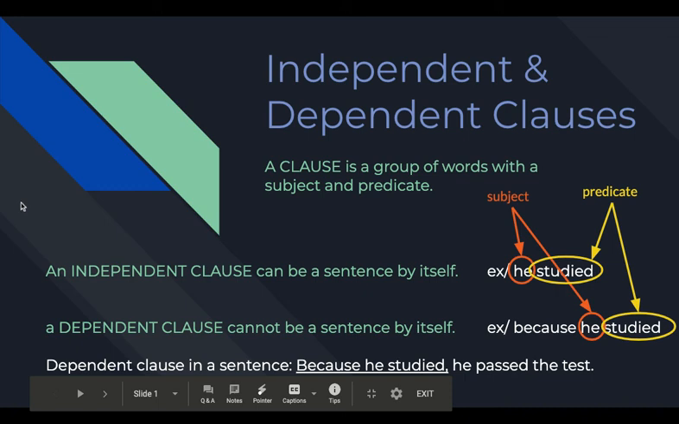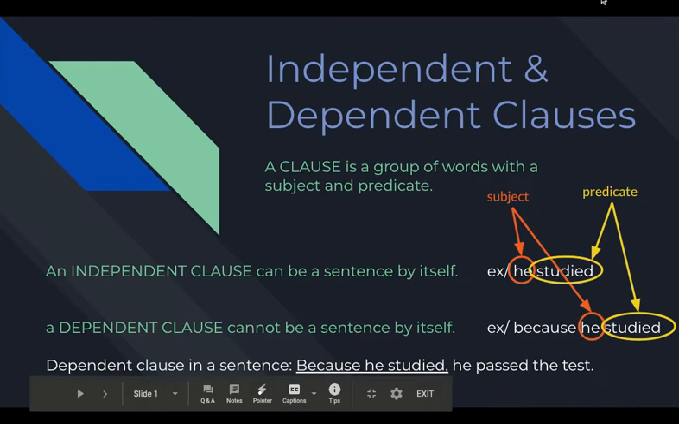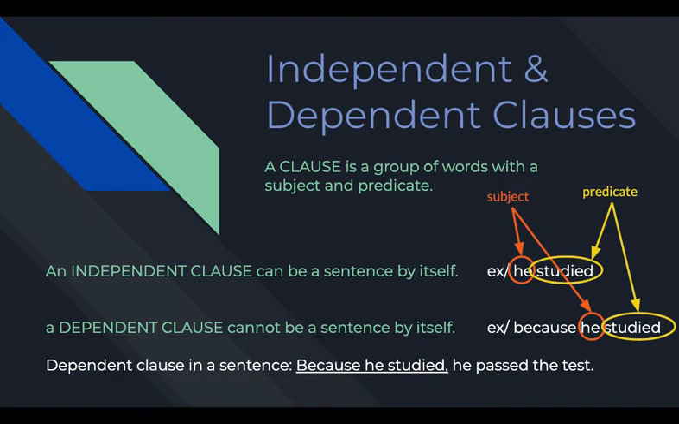In this presentation, we're looking at independent and dependent clauses. So to start, a clause is a group of words with a subject and a predicate. So in these examples over here, you see in both of these, he studied and because he studied, those are both clauses. And in both of those, the subject is he and the predicate is studied.